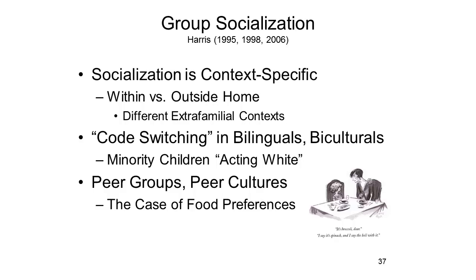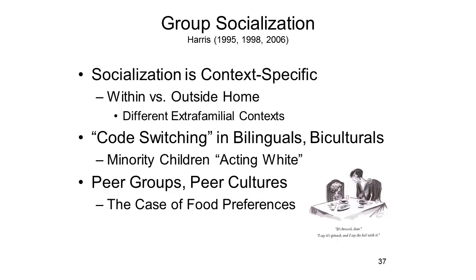Harris's point is simply that something like code switching occurs beyond the domain of language and may affect all aspects of the child's personality and behavior. A child may be one person at home with his or her parents and may be quite another person outside the home when he or she is with friends.